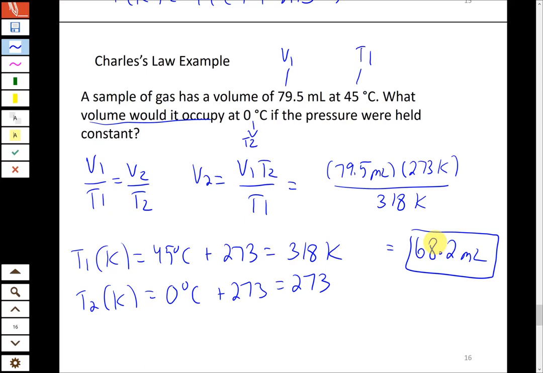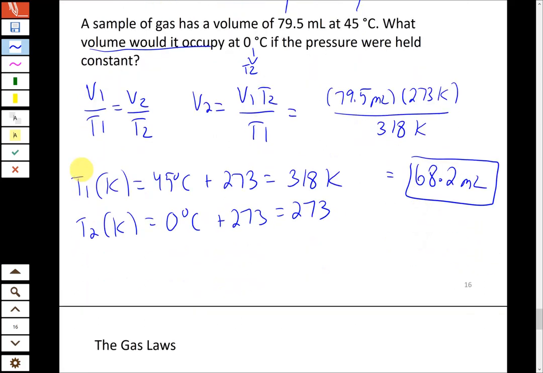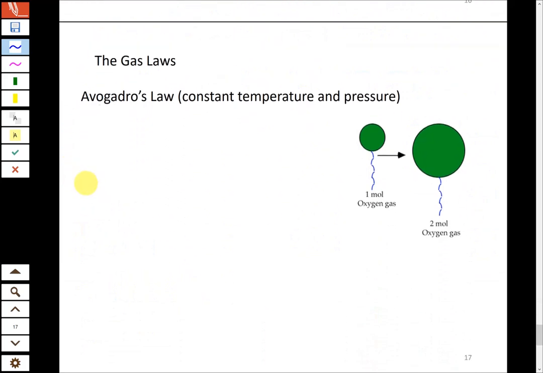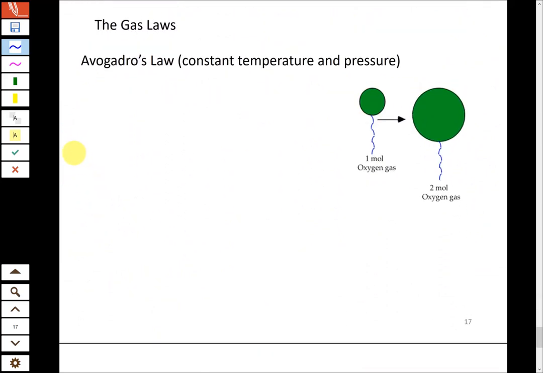Okay, so the last thing we're going to cover today is Avogadro's law. And this one I don't have a video for, but I think it's very intuitive. And this is going to be the relationship between volume and number of moles. The abbreviation we're going to use in the gas law sections is N is going to represent the number of moles.